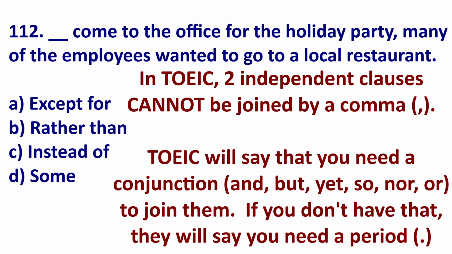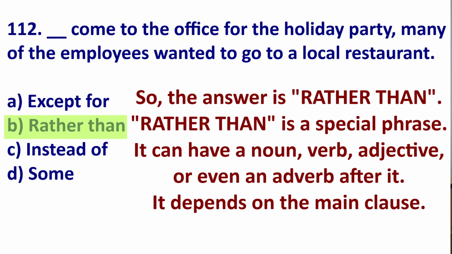You would need to have a period between these or a conjunction like some come to the office party for the holiday, but many of the employees wanted to go to a local restaurant. Now, but joins these independent clauses, so I can keep the comma there. If we look at the answer, it is rather than. Rather than is actually kind of special because it's very distinct grammatically. You can have a noun, verb, adjective, or even adverb after rather than. It's about replacement. So, it's about preference.